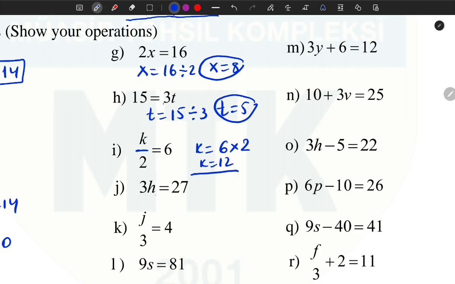Here 3h equals 27. Here we need to divide each side by 3. When we divide each side by 3, we get 9. h is 9. Here we need to multiply each side by 3. We get j equal to 12.